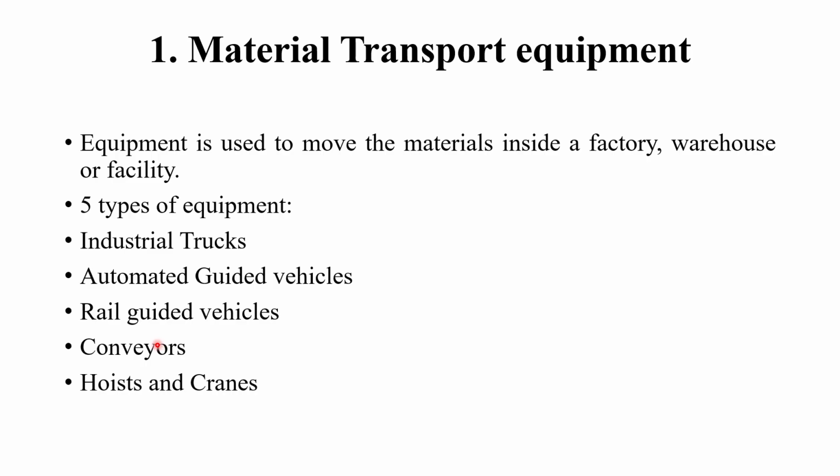So one example I want to point out here is a power plant. In a thermal power plant they use a conveyor to transport the raw material from the mines to the field. So it depends upon the type of material and the quantity of material. Accordingly we are going to plan whether it may be a truck, a rail guided vehicle, an automated vehicle, a conveyor, or a hoist or crane. So this is about the material transport equipment.